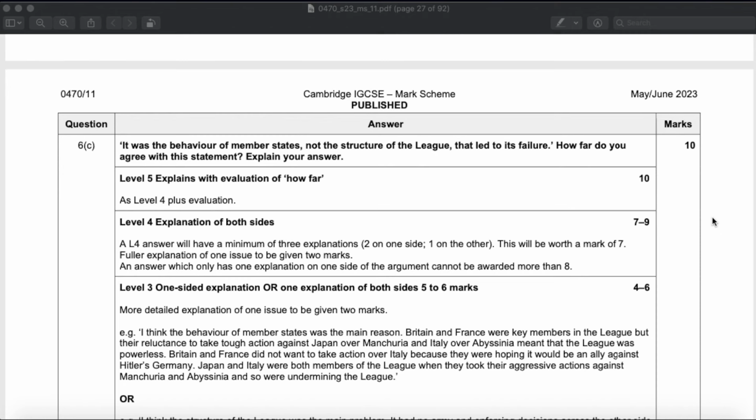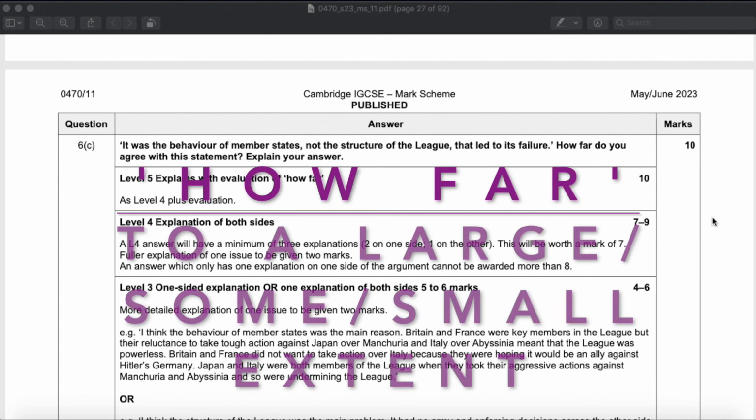All right, now, how do you get full marks? So this is what I want everybody to get, obviously. So explains with evaluations of how far. So that's level 4 plus evaluation, that just means you need a conclusion, right? You need to have something that says it was the behavior of the member states to a large extent, to a medium extent, to a small extent. Or if you think it was the structure of the league, same thing, to a large extent, medium extent, small extent, something like that. You need that sentence.